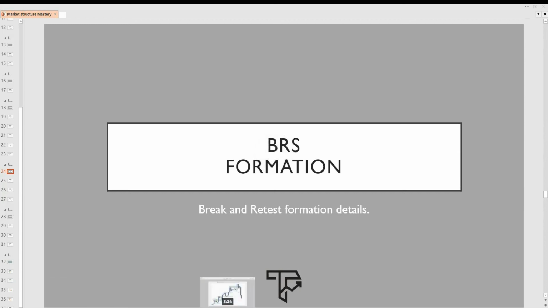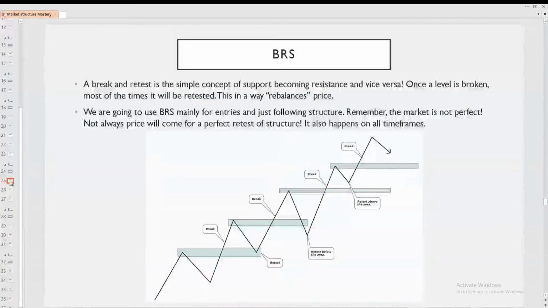Next on the list is the BRS formation, which is again a break and retest formation. It is super simple, and I'm absolutely sure that most of you are actually aware of that formation. But again, we're going to go into details, and I'm again going to prove to you that the market is not perfect, and all that matters is that you understand market structure. All right, so let's not waste any time and let's just jump straight into it.